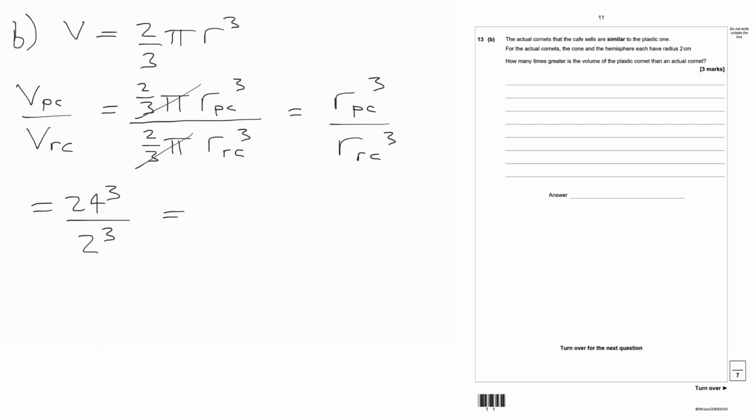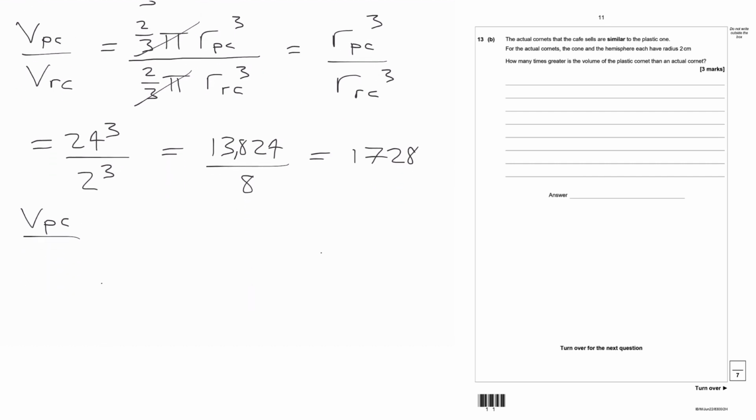Working this through, we get 13,824 over 8, which gives us 1,728. So what we're saying there is the volume of the plastic cone over the volume of the real cone is 1,728. Hence, the volume of the plastic cone is 1,728 times the volume of the real cone.